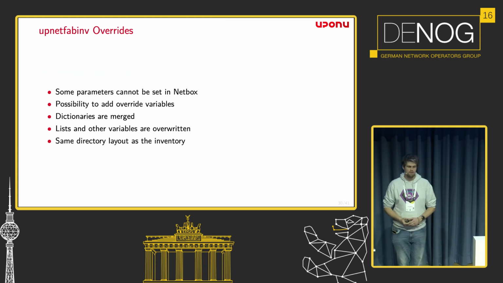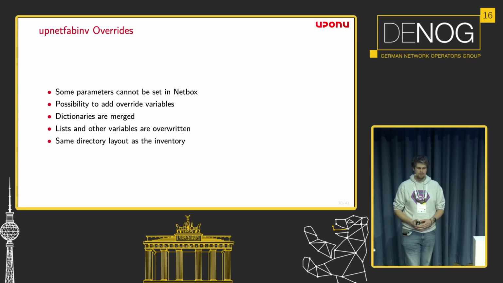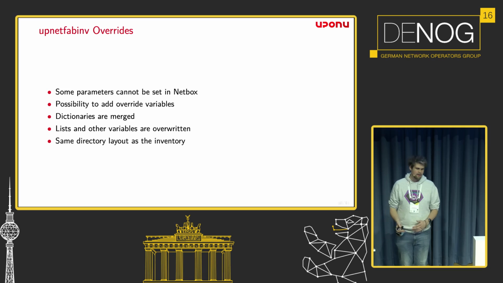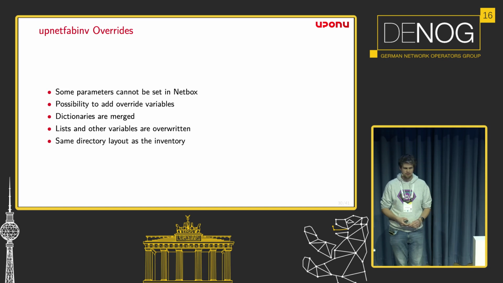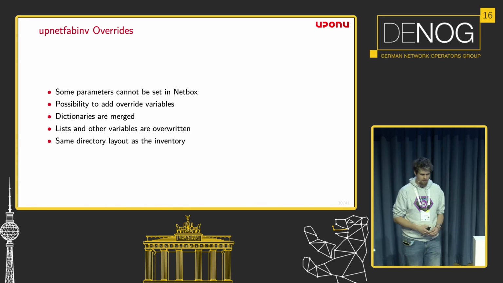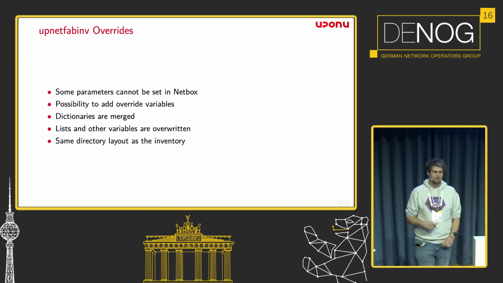We also have to support overrides, because some parameters cannot be set in Netbox, or it's not sensible to set them in Netbox. It's possible to set override variables to specifically say, okay, this is maybe wrong in Netbox, or maybe there is no way to set this variable correctly. There's a directory structure which gets merged with the Ansible inventory, and directories are merged, while lists and other variables will be overwritten because there was no other way to do it right now. And the override files have the same directory as your Ansible inventory.